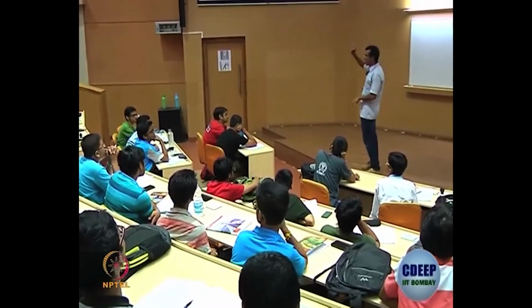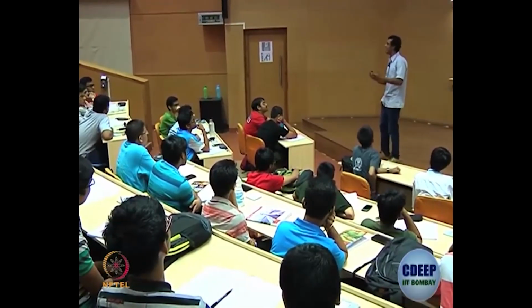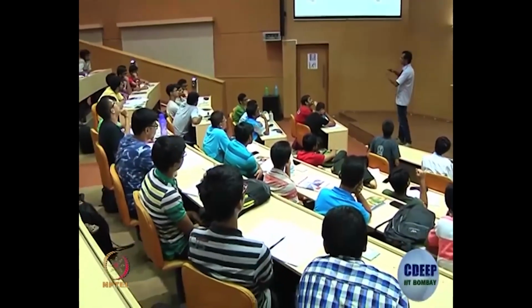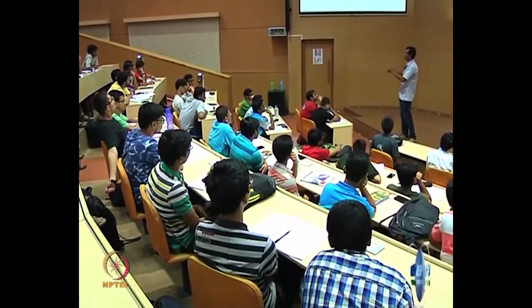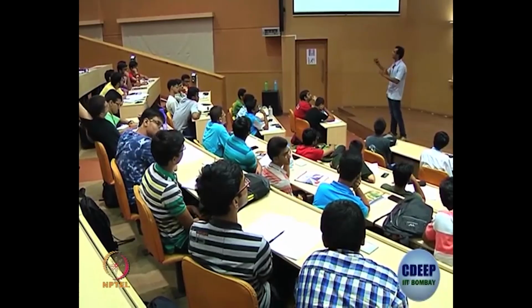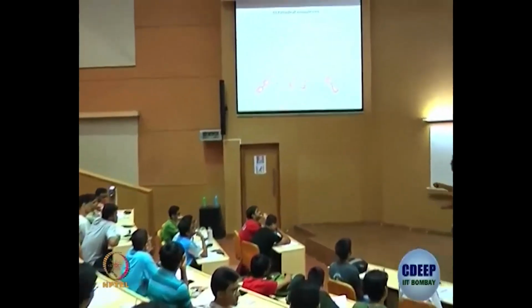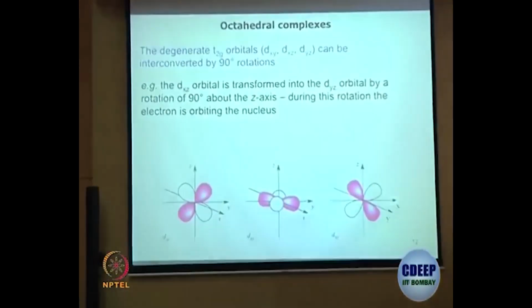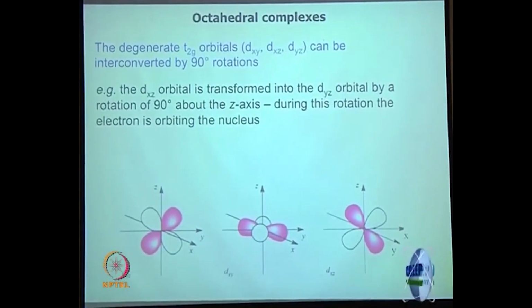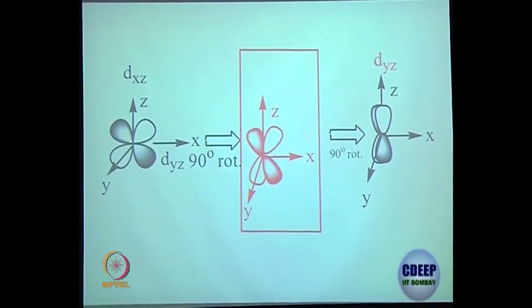Next slide. That interconversion will have some contribution, though not as great as, let's say, T2G to T2G configuration. T2G to T2G interchange will give you a little bit more orbital angular momentum value compared to EG to T2G conversion. That's what the next slide is all about. So dyz, dxy and dxz, these three orbitals are interconvertible, no problem. Over here, the interconversion is shown.